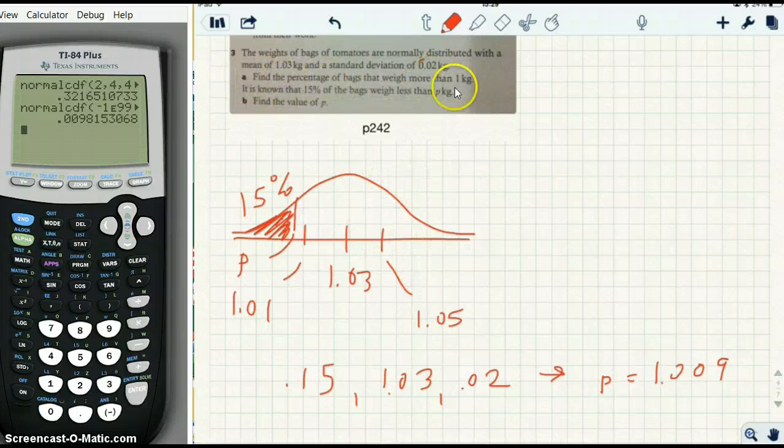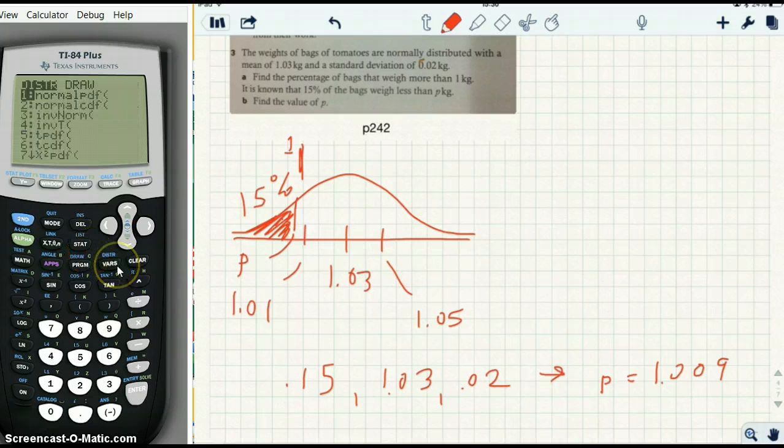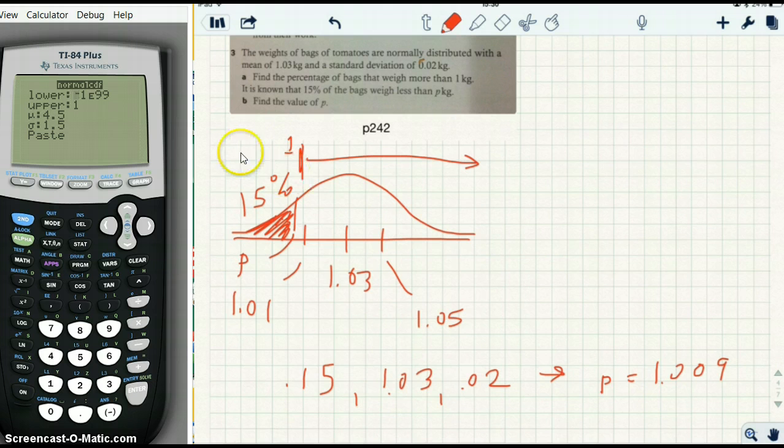So find the percentage of bags that weigh more than 1 kilogram. We're going to take 1 here. Let's say 1's about there. Okay, and we're going to use the normal distribution function, which we get to by doing second distribution, and we're going to put the proper boundaries in. The number of bags that weigh more than 1 kilogram would be 1 to the right, and so the lower boundary would be 1, and the upper boundary would be infinity.